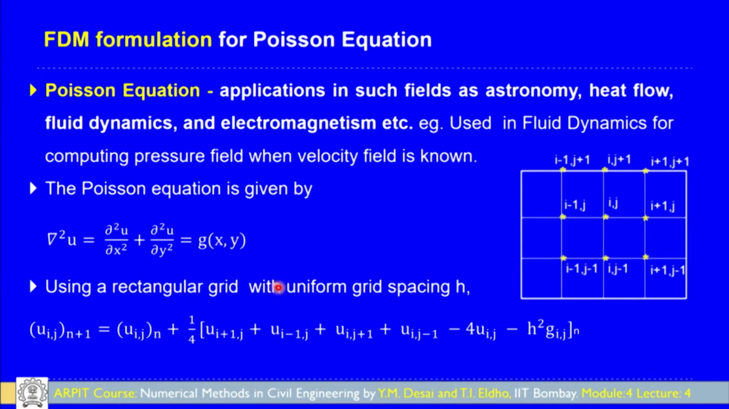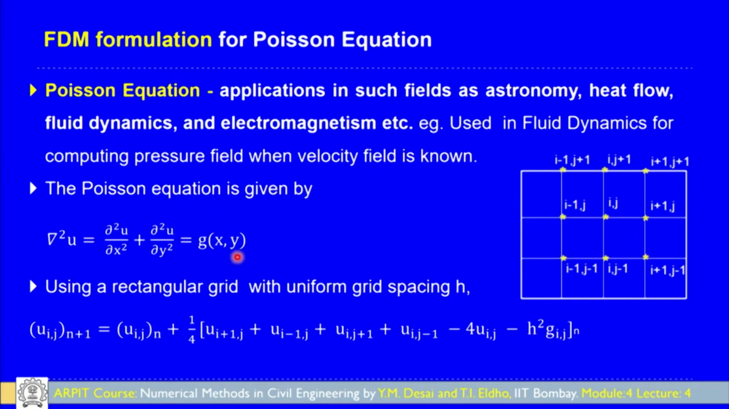Finally, for the n plus 1 iteration, if you consider a grid like this, for the i j location we will be approximating with respect to all the neighboring 4 nodes. So, u i j n plus 1, the n plus 1 iteration, is equal to u i j n, the previous iteration, plus 1 by 4 of u i plus 1 j plus u i minus 1 j plus u i j plus 1 plus u i j minus 1 minus 4 u i j minus h square g i j.